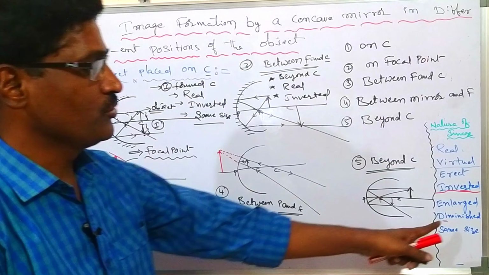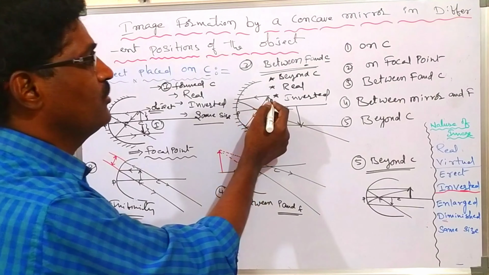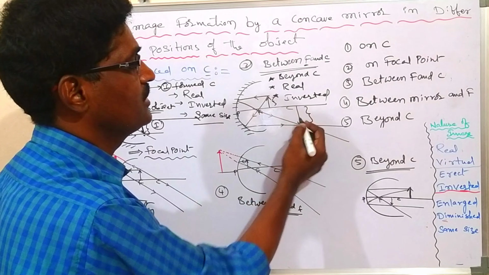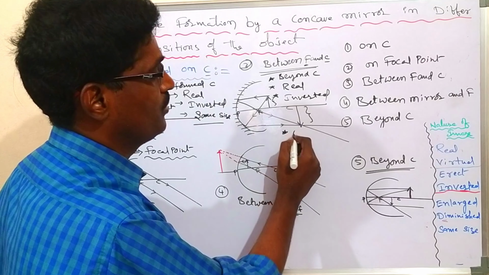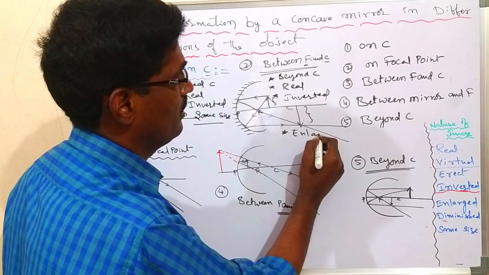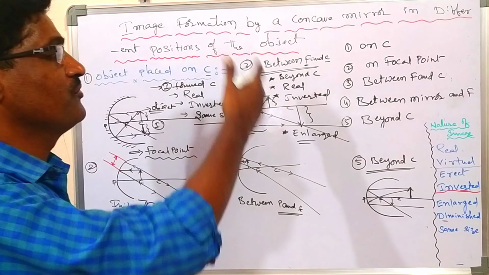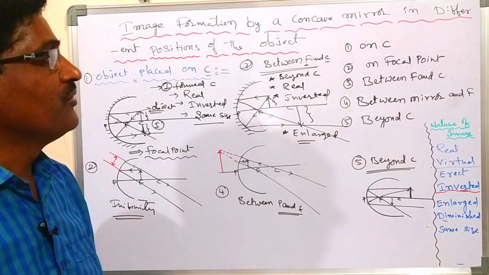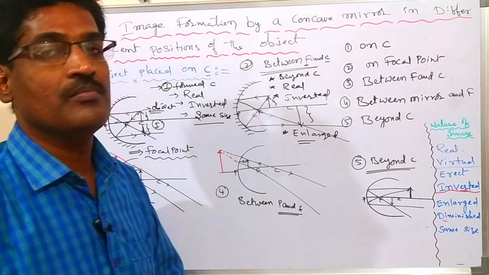Inverted. The last point: elongated or diminished or same size. Now compared to the object, the image size is bigger. That is the fourth point: enlarged. These 4 points you have to write if the object is placed between F and C.